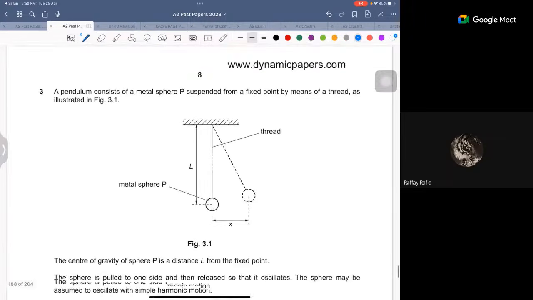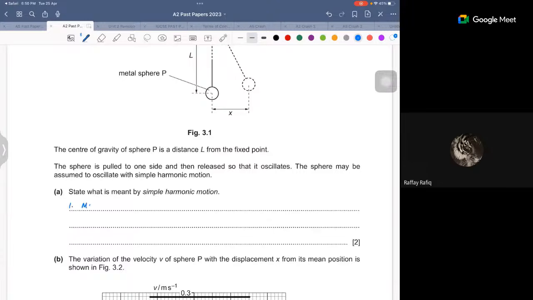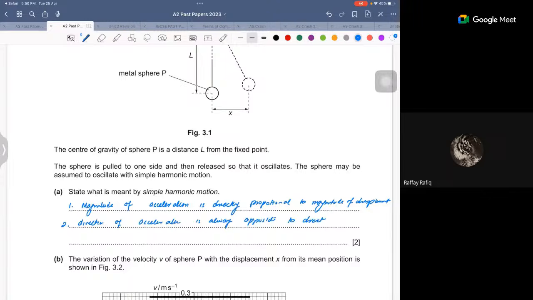Okay. Going to question 3 then. What is meant by simple harmonic motion? Simple harmonic motion has two conditions. Number one, the magnitude of acceleration is directly proportional to the magnitude of displacement. This is the first condition. The second condition is that the direction of acceleration is always opposite to the direction of displacement. If these two conditions are met, then that body is said to be in SHM.